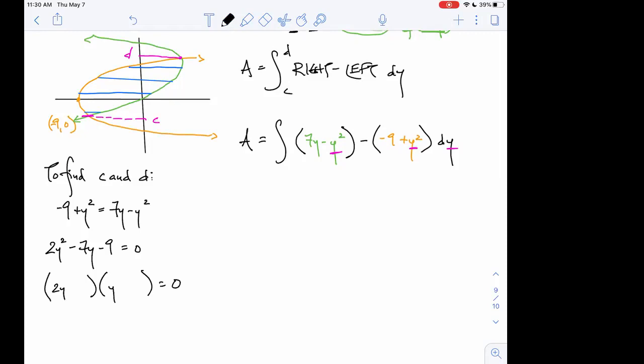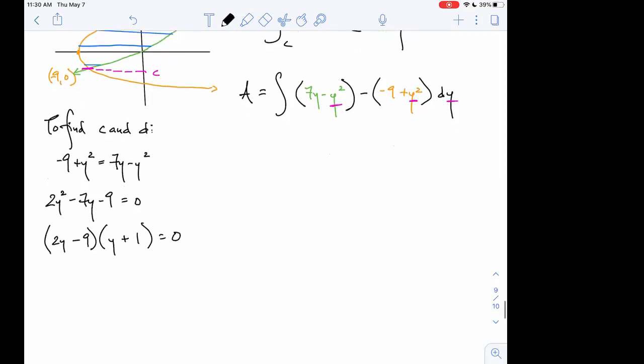And I think I can say that it is 9 and 1. And it's going to be negative 9 and a positive 2 to get me that minus 7y in there. That means that one of my intersections is going to be at 9/2. And the other intersection is going to be at negative 1.